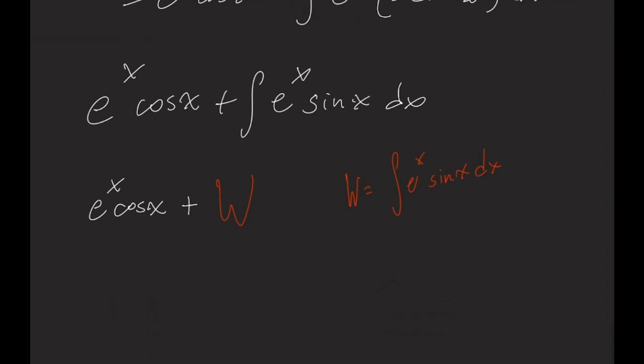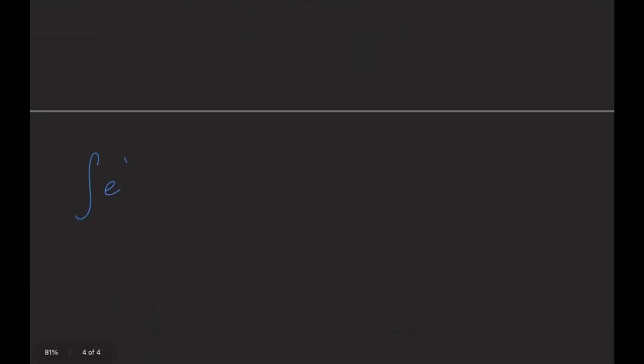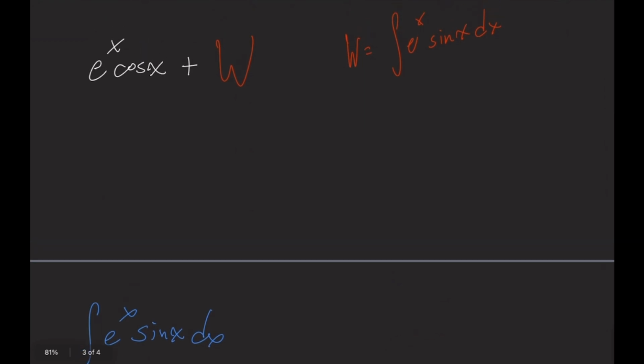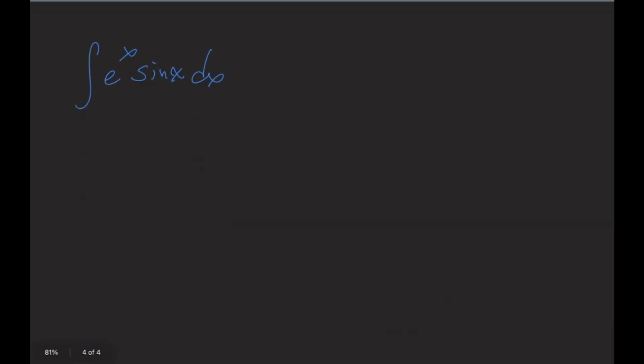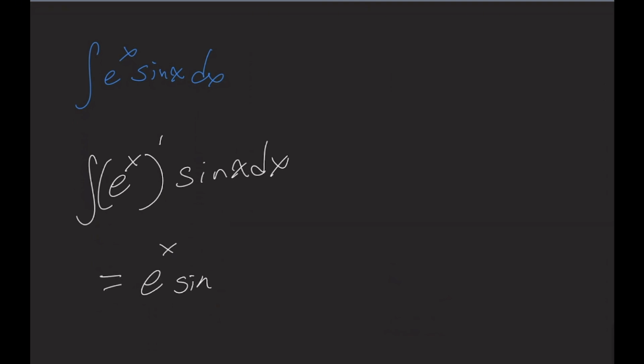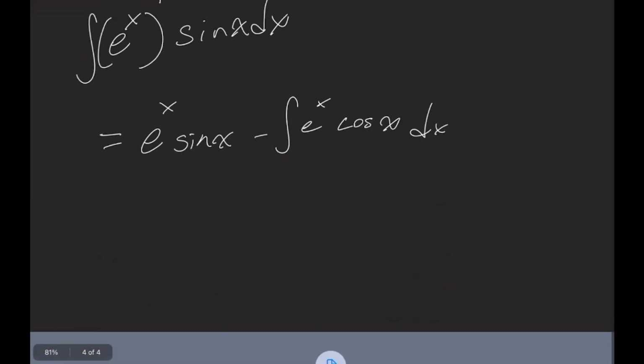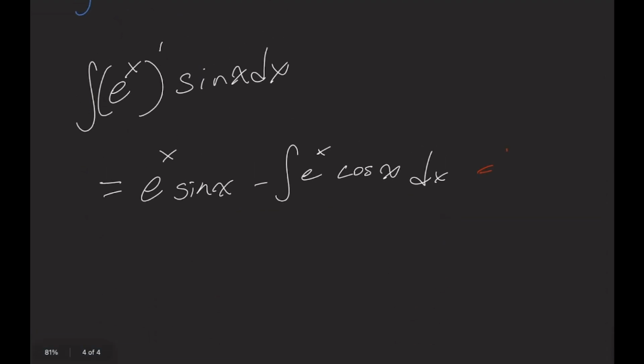I'll do it in blue, actually. So we have e^x times sin x dx, right? Let's use integration by parts. So obviously we have e^x as our thing that we want to re-represent. So we're going to say that it's the derivative, and we rewrite it as e^x times sin x minus the integral of e^x, shift the prime over, and then the derivative of sin x is going to be equal to cos x dx, right? So this is actually equal to W.